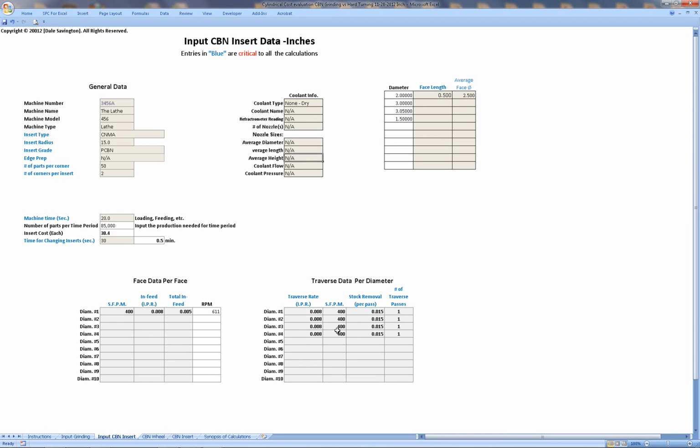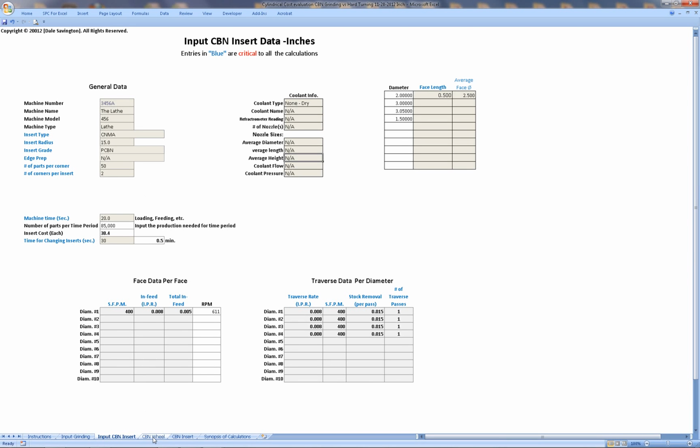The surface foot per minute is at this point all going to be 400. It could be anything, could be different, depending on your input. Your stock removal, I've just kept the same, which is what we had originally for the grinding. And the number of traverse passes is 1. Now that means we filled out both the grinding side and the input for the CBN insert side.